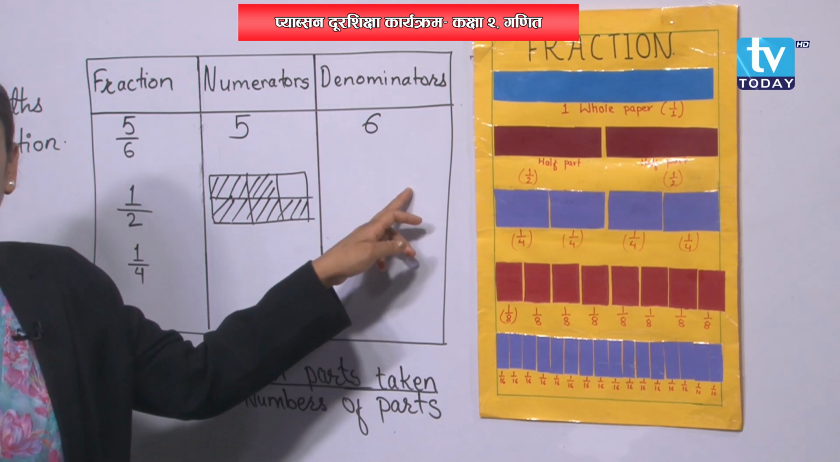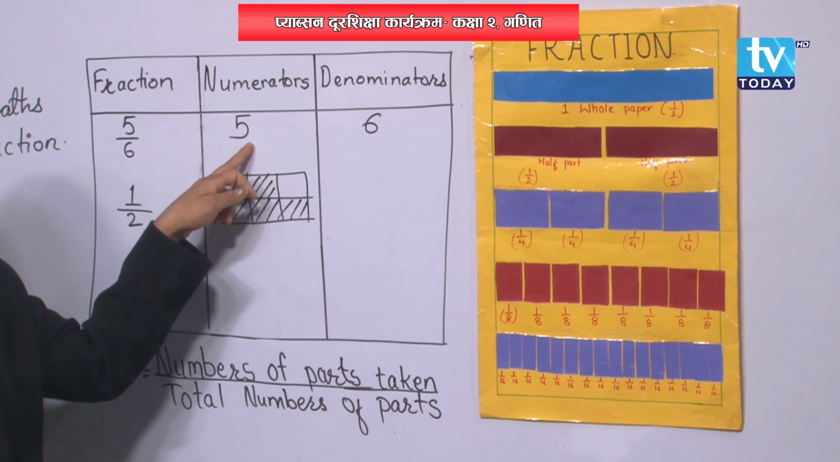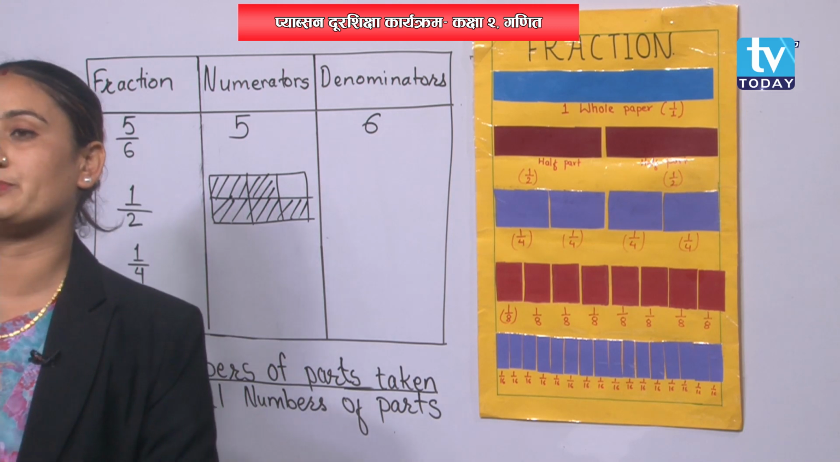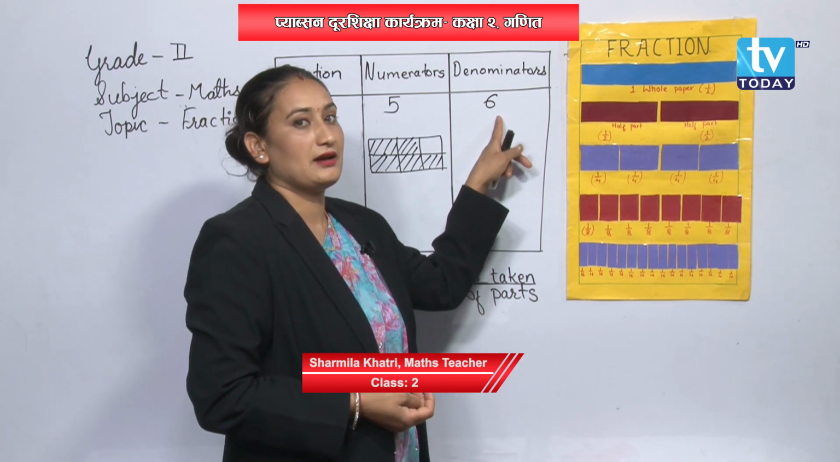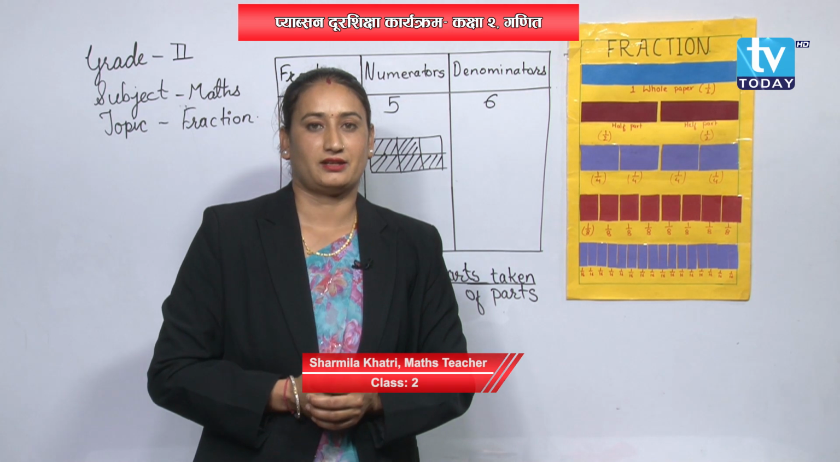Do you understand it or not? So 5 you have to write in place of the numerator, and 6 means we have cut the pizza into 6 parts, right? So you have to write that number of parts over here. Have you got it? I hope so.